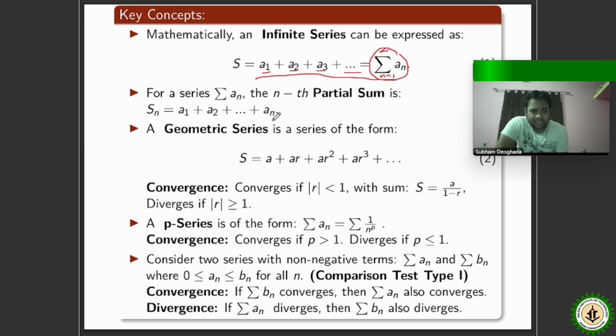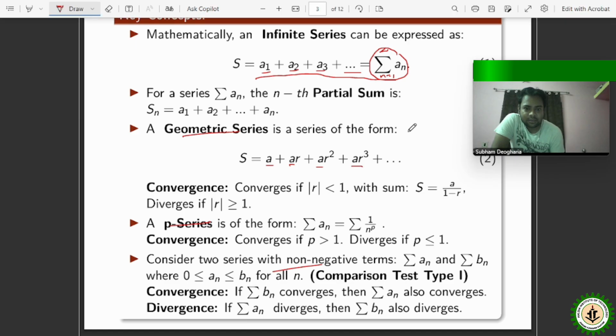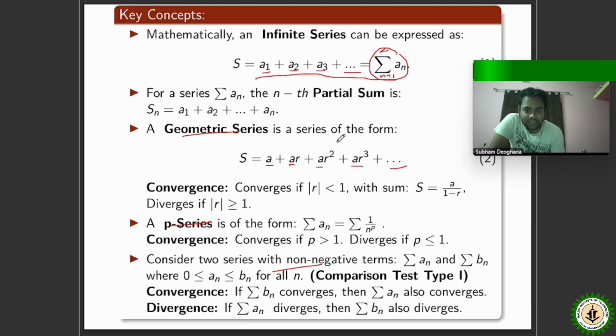Now, in lecture 1 we discussed two standard infinite series. First is the geometric series and the second is the P series. A geometric series can be written in this form: the first term is a, the second term is ar, the third term is ar squared, the fourth term is ar cubed and so on. Here r is the common ratio.